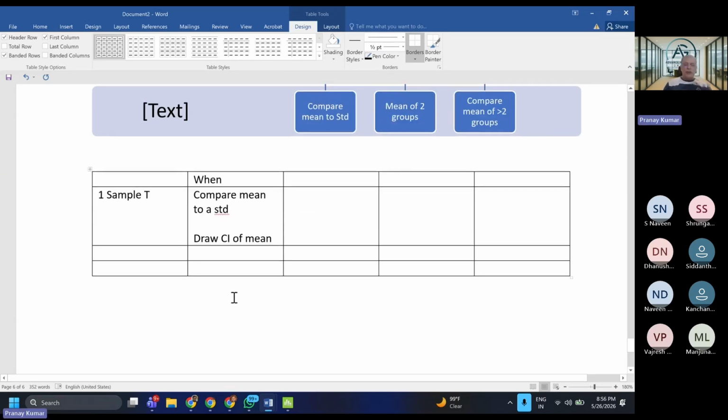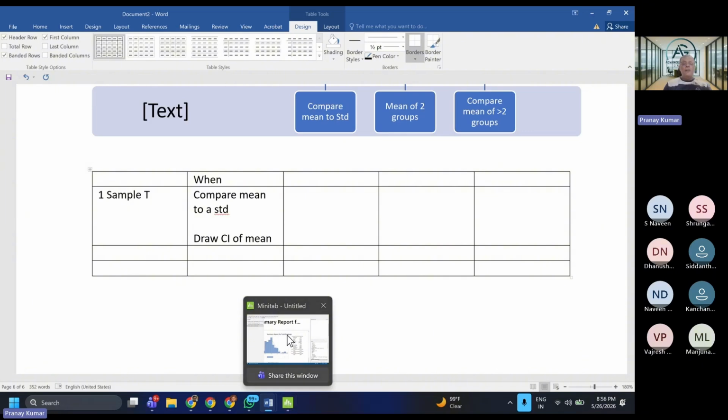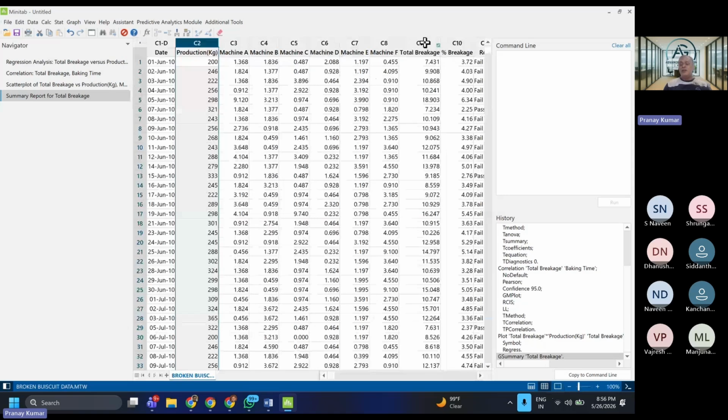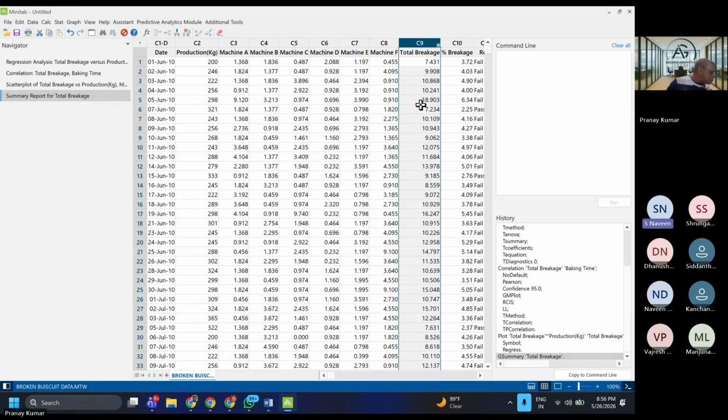One I'm saying is, if I have a target in mind, let's go back to our data. So I have total breakage data. If I wanted to compare total breakage versus a target given to me by my company, by my customer, then I can use the one sample T test. Everyone with me? Okay, understood. Option number 2, if you wanted to find out what is the confidence interval of the mean for total breakage, you could use the one sample T test. Let's do that.